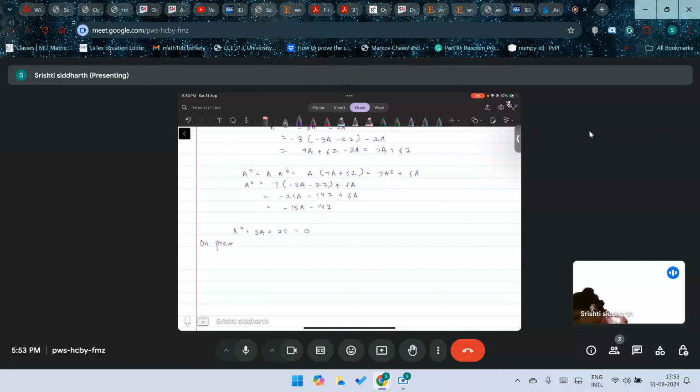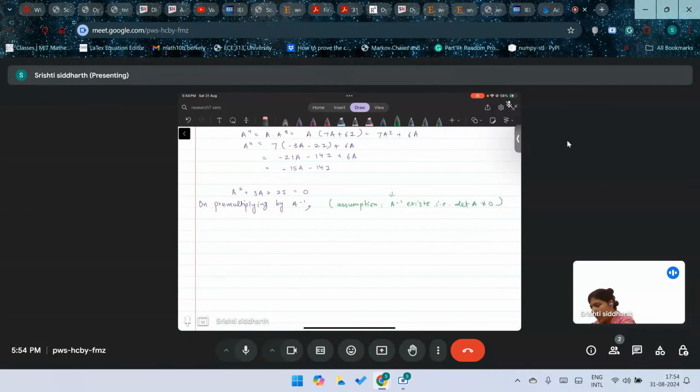So we are multiplying by A inverse. Note that we have assumed here that A inverse exists, that is, determinant of A is non-zero. So if you have been given the matrix A, you can check first if determinant is non-zero, and then you can conclude that A inverse will exist. Then we can find A inverse from the Cayley-Hamilton theorem like this.